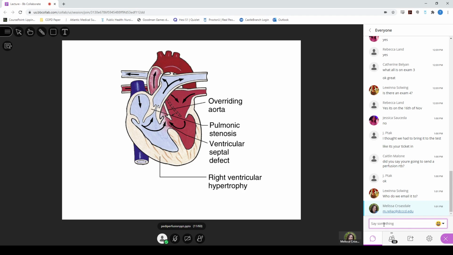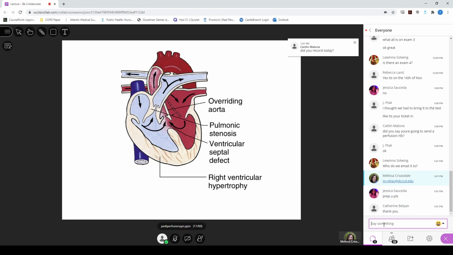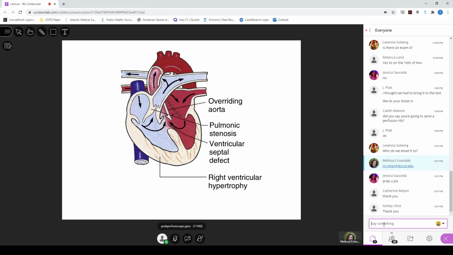Anything else? I'll try to send everything out for perfusion. I would say tonight, but definitely by the morning. I'll go ahead and send all the questions. I'll send the raising the bar. I'll send the recording from last week. Is that all? Oh, prep U, yeah. Yes, I'll get prep U done. And the HESI raising the bar.